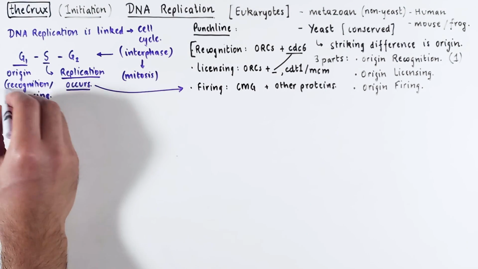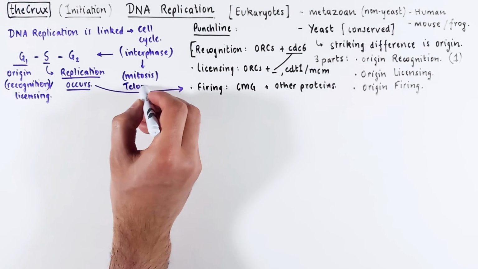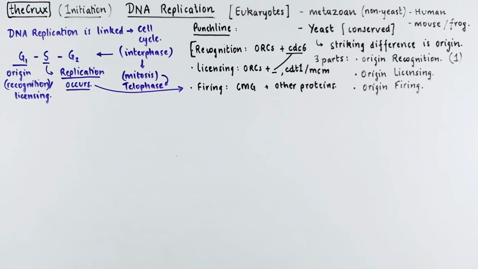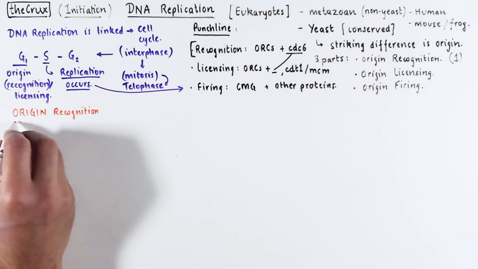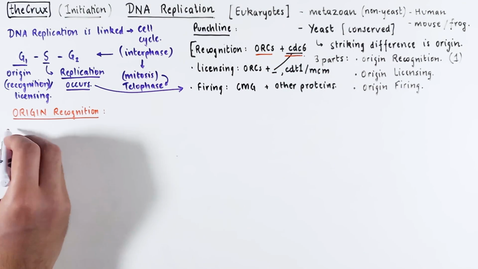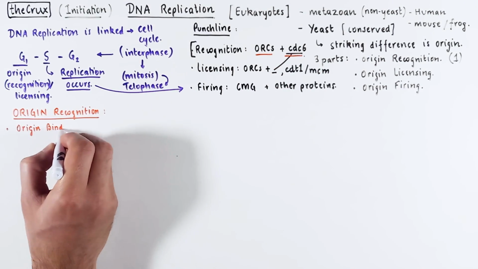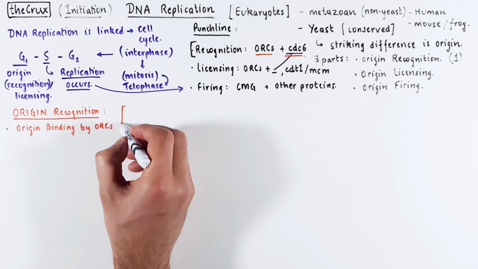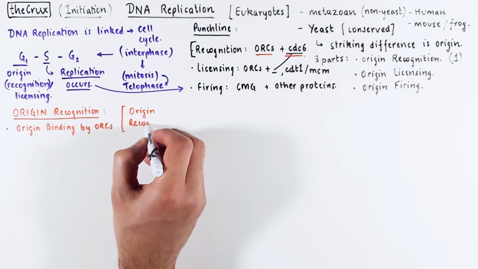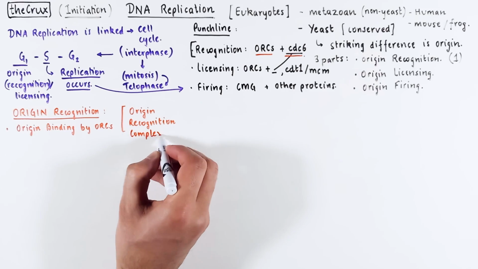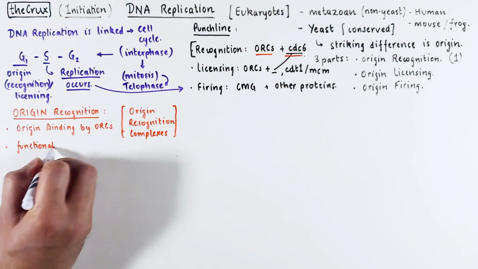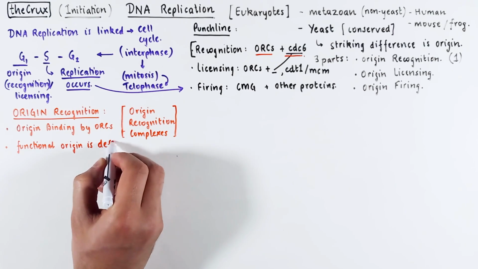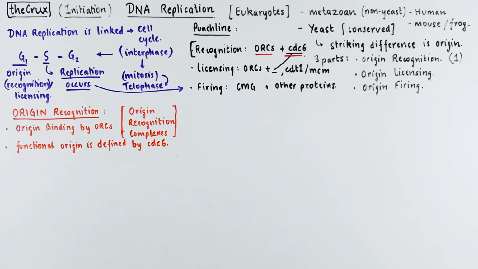The recognition of origin can actually start as early as late telophase during mitosis. The recognition is done by 2 major proteins called ORCs and cdc6. ORCs are the first to bind the putative origin DNA. This ORC stands for Origin Recognition Complex. However, the functionality of origin to move to the next steps occurs only when the cdc6 joins the ORCs.